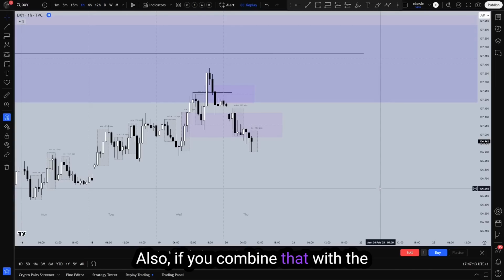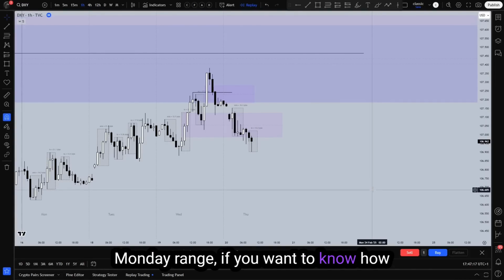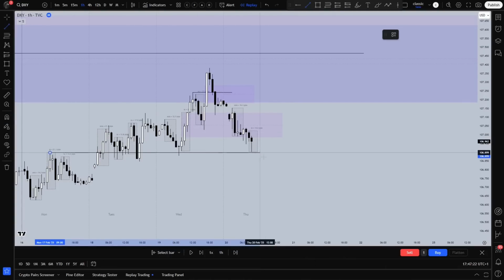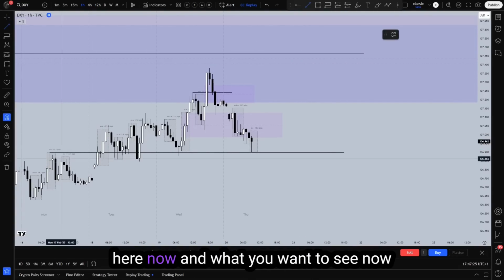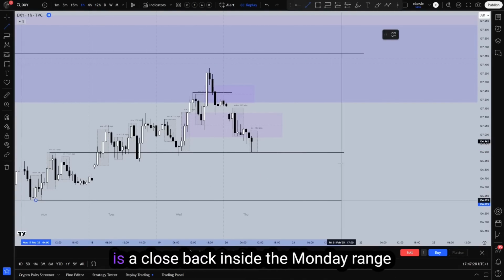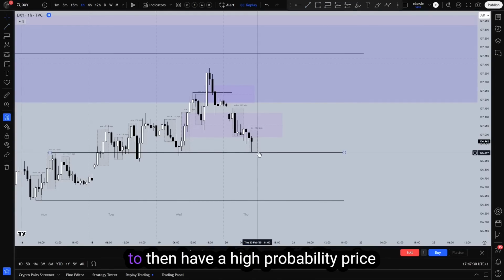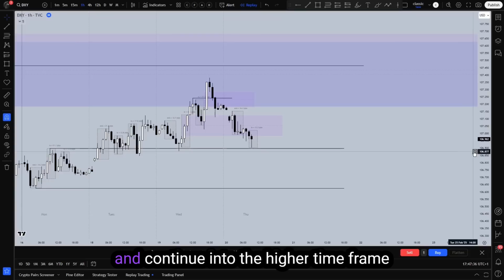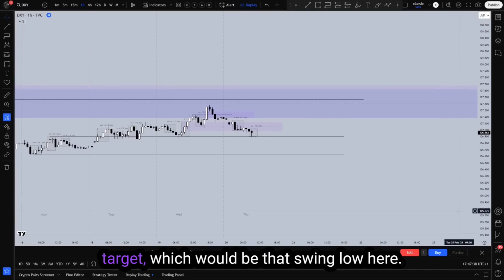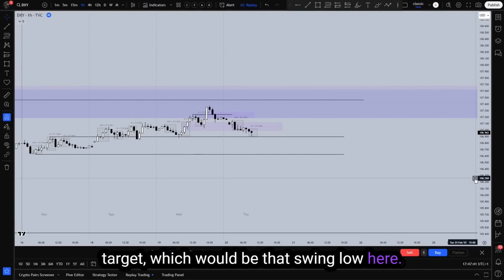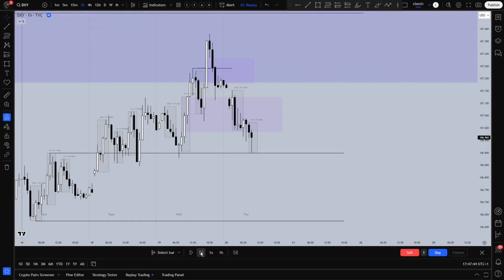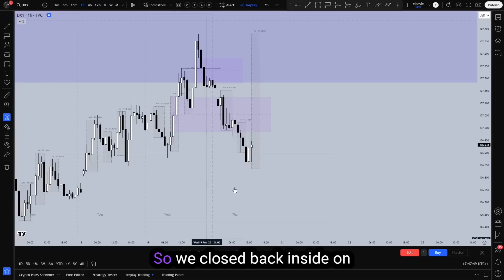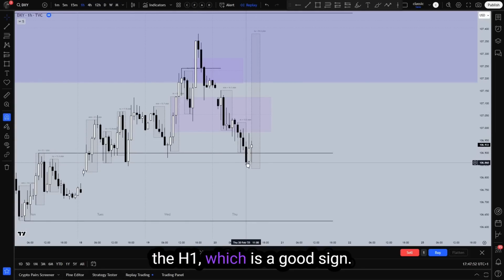Also, if you combine that with the Monday range, if you want to know how I use the Monday range, then you can watch my video on the Monday range, but I will mark the Monday range out here now. And what we want to see now is a close back inside the Monday range to then have a high probability to see price expanding into the Monday range low and continue into the higher time frame target, which would be that swing low here. So we closed back inside on the H1, which is a good sign.